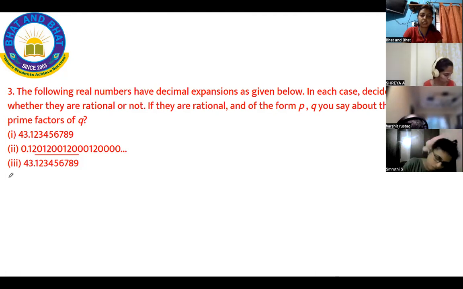Since this number has terminating decimal expansion, it is a rational number of the form P by Q, and Q is of the form 2 raised to n into 5 raised to m.